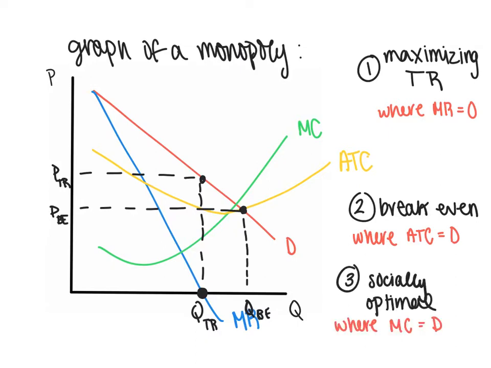Okay, so the last one is the socially optimal price and quantity, which is also known as the allocatively efficient price and quantity. So here you're going to find where the marginal cost is equal to the demand curve. So that's right there. You're going to dot down to the quantity where it's socially optimal. Once again, dot to the left. And that's your socially optimal price and quantity.